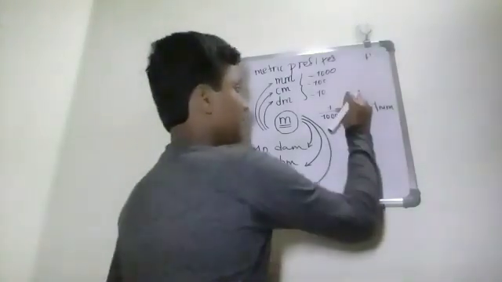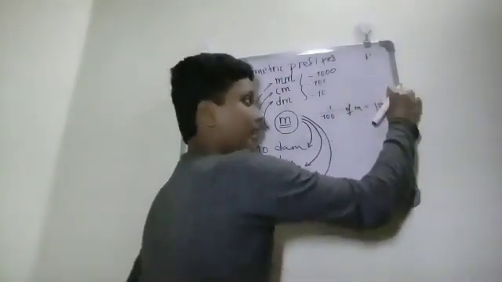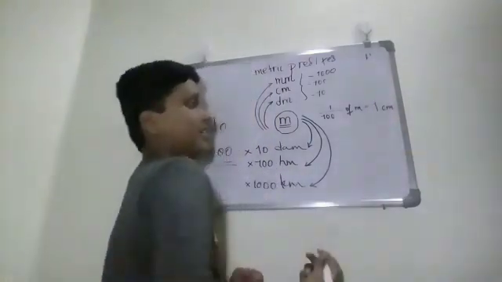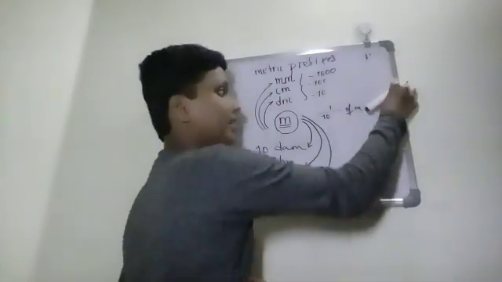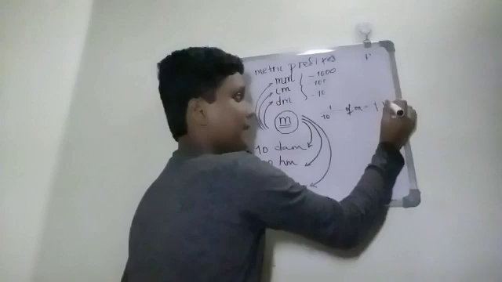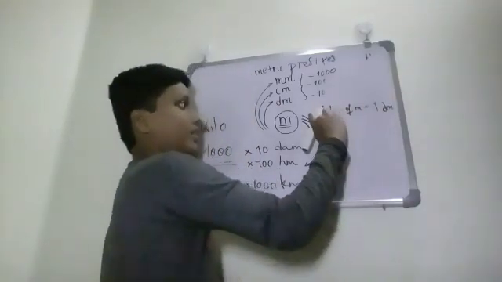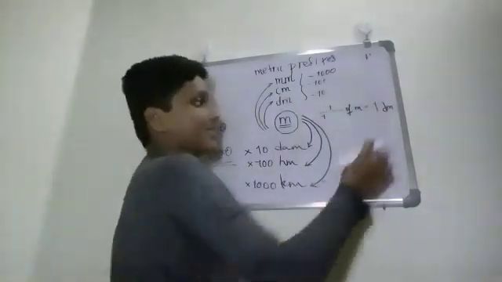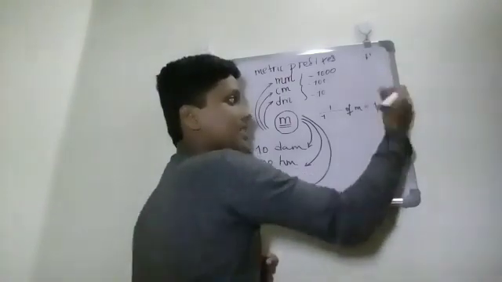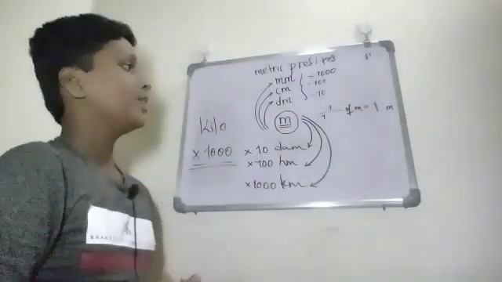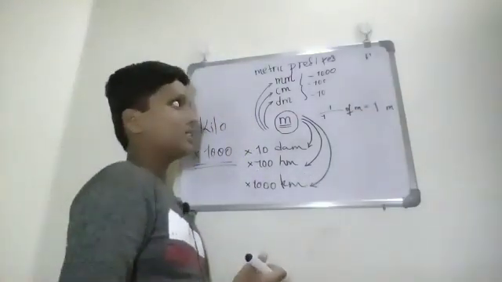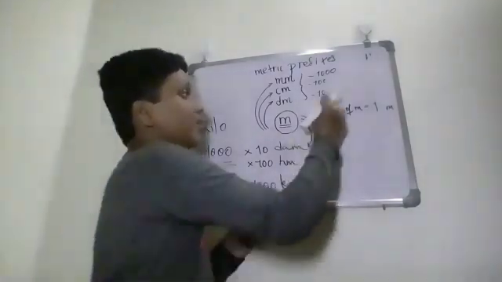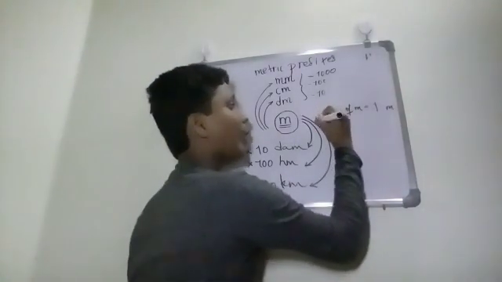And if it is 1 by 100, it will be 1 centimeter. If it is 1 by 10, it is 1 decimeter. And if it is 1 by 1, it is the unit itself. 1 by 1 is just 1, so it is the same unit. And what if it is 1 by 0.1?